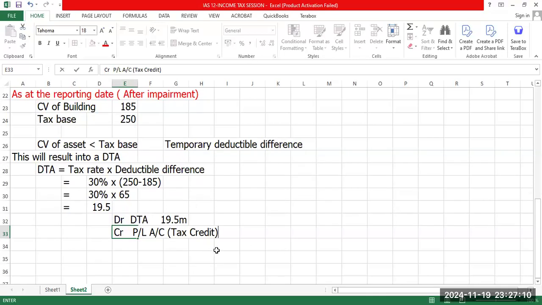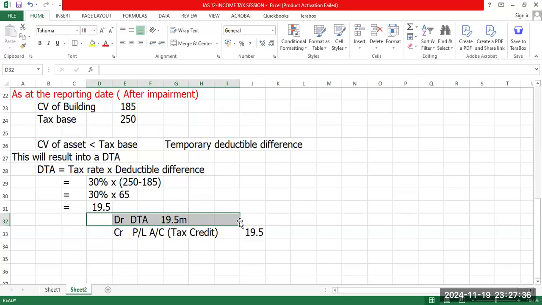So if you're preparing profit or loss, this is what you take. Where you have income tax expenses, you add 19.5. But if you're preparing the balance sheet, some people create it as a separate item, but this can be part of your non-current assets. That is PPE. Where you have PPE, you add this. So that's all about this note.